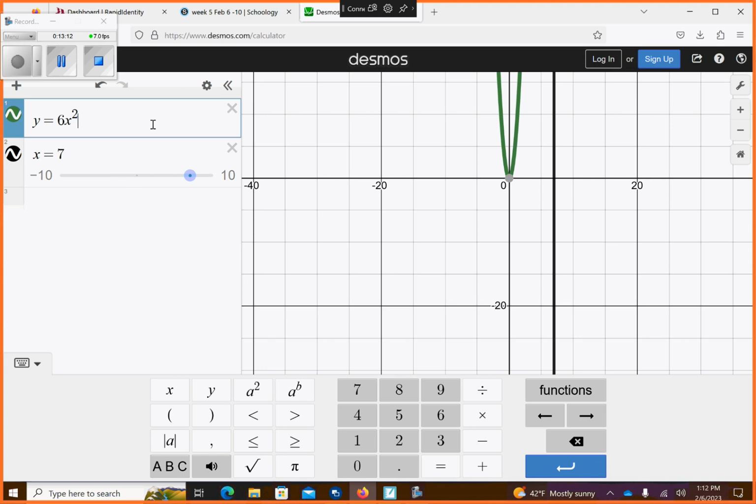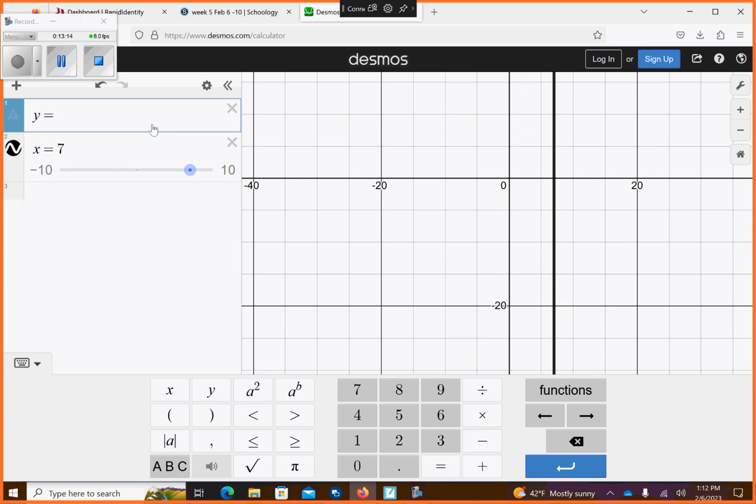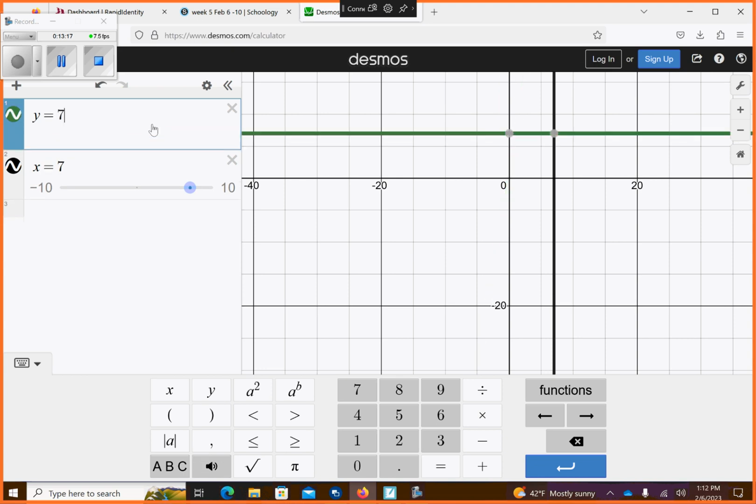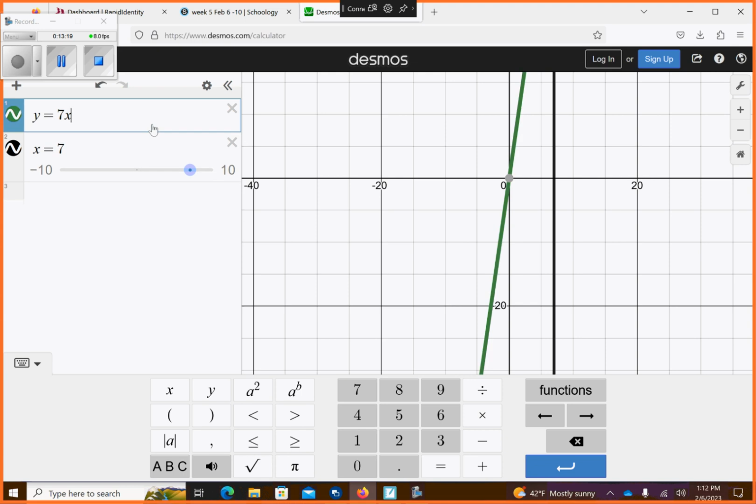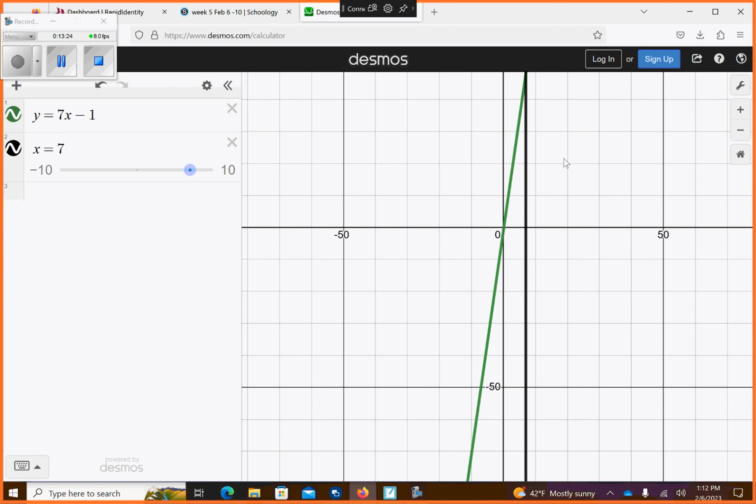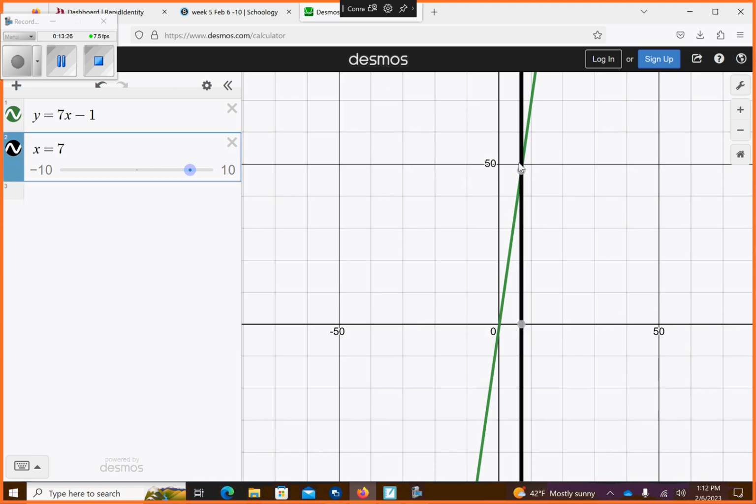I'm going to change this equation to the other equation. So 7x minus 1. 7x minus 1. And if I zoom out, if you click here, so f at 0 yields you an answer of 7. And then you take 7 and you plug it into your original equation. So you find that you get 48. So g of f at 0, it actually comes out to a total of 48.